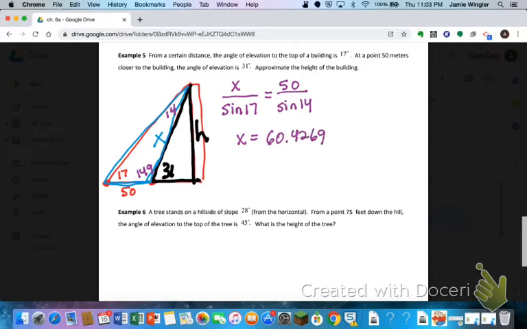Since that's not my final answer, I'm going to go ahead and round it to 4 decimal places. Now I move over here to the black triangle, and x, which I just found, is opposite the 90 degree angle. So I'm going to do 60.4269 over the sine of 90 equals h, which I'm looking for, over the sine of 31. Since that is a right triangle, I could also go back and use SOHCAHTOA. When I cross multiply, I get h, which is the height of my building, to be 31.12 meters.